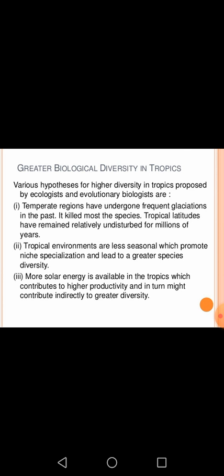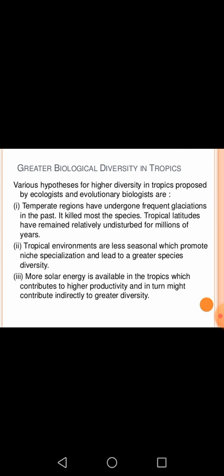The second reason is that the tropical environment has fewer seasonal changes, and the niche, meaning the habitat, is specialized, and there is no variability in climatic conditions in that region, so the biodiversity is going to flourish there. And the third, near the equator, in the tropical region, sunlight is available in abundant quantity, so it results in higher productivity, and higher productivity provides more food to living organisms, and it retains the biodiversity in that region.